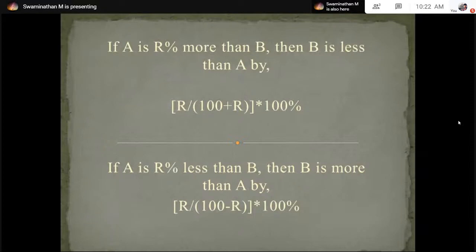Please note this. Many make mistakes in this. If A is R% more than B, then B will be less than A by R by 100 plus R into 100%. If A is R% less, then this formula applies: R by 100 minus R into 100%.